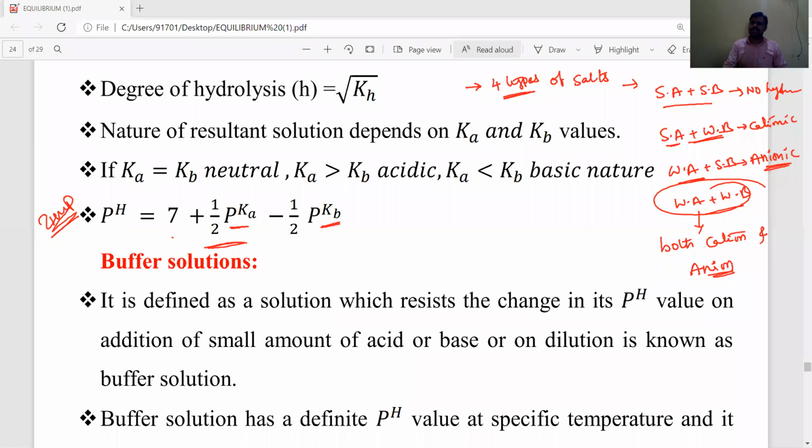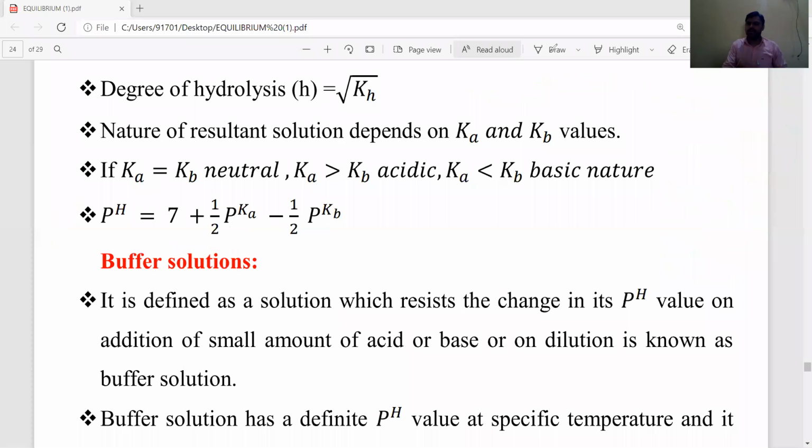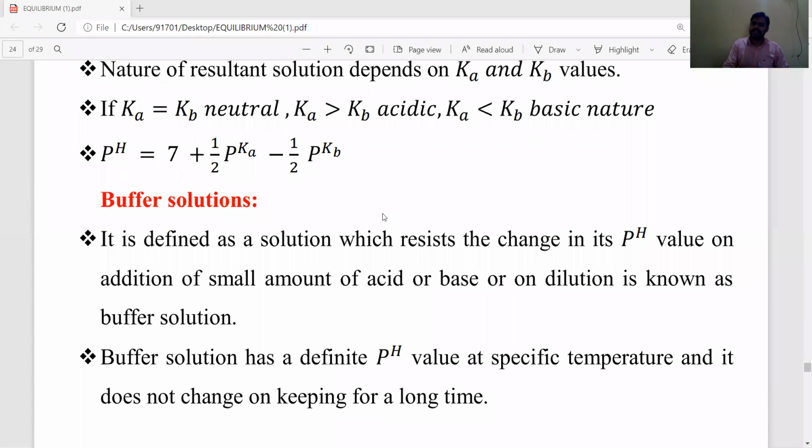Okay, salt hydrolysis definition is important, and in examination they will ask: explain the hydrolysis of strong acid weak base salts, explain the hydrolysis of weak acid strong base salts. Like that way they will ask the questions. The pH formulas, degree of hydrolysis and hydrolysis constant formulas are very, very important for objective examination.